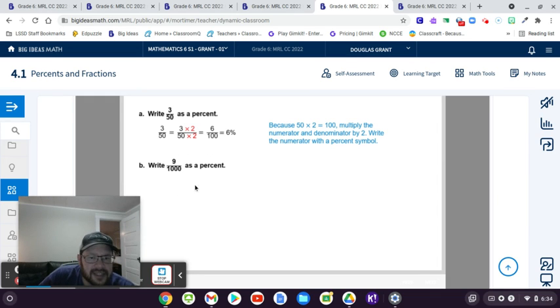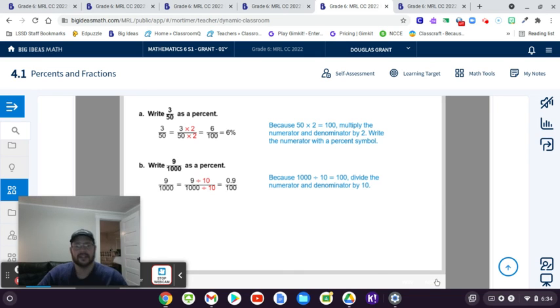What about something like this? 9 thousandths. How are you going to turn 1,000 into 100? Yeah, you're going to divide it by 10. Okay, so 1,000 divided by 10 is 100. So that means you have to divide the top by 10 as well, which gives you 0.9 out of 100. Normally you don't want decimals in fractions, but this isn't really a fraction. We needed it out of 100. And our answer then would be 0.9% because it's out of 100.